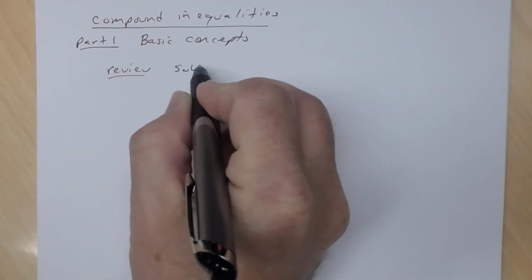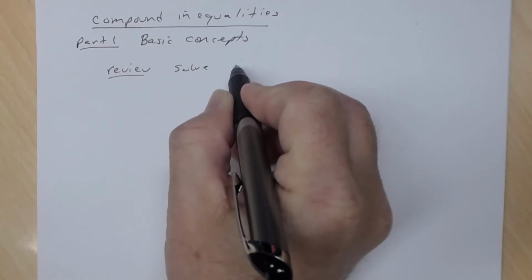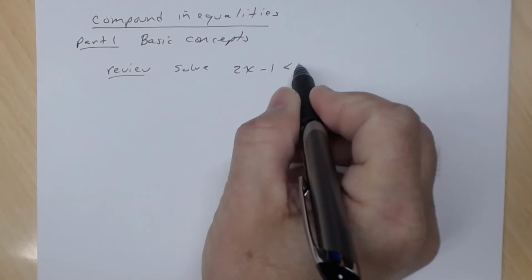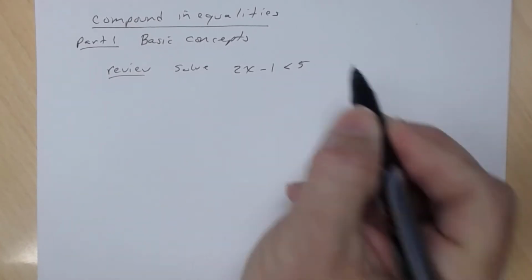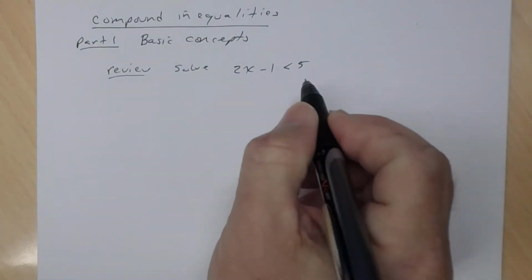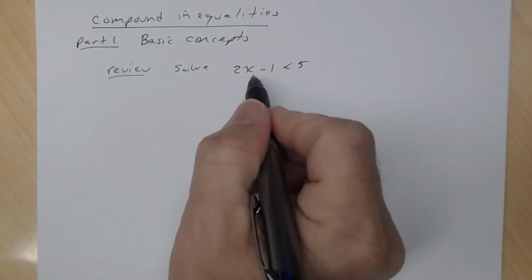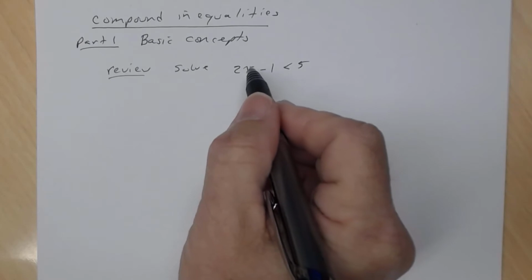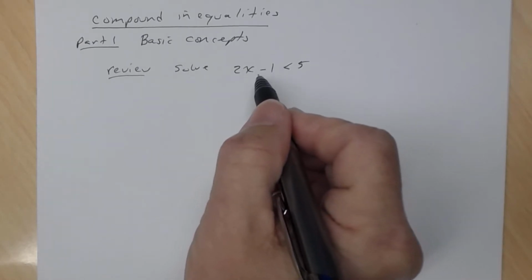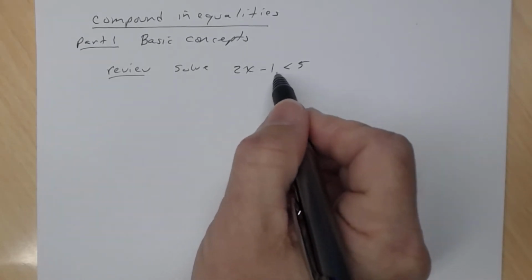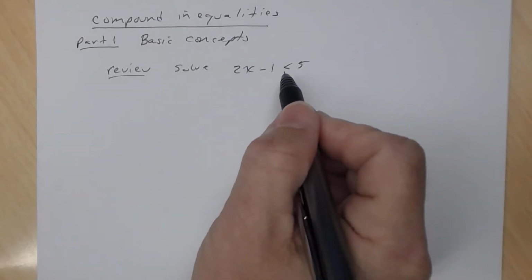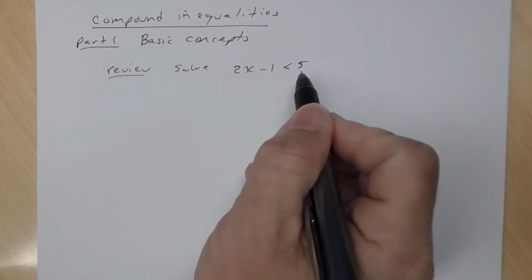Suppose you want to solve this inequality, 2x minus 1 is, let's say, less than 5. Notice, you want to solve this inequality. You want to find the solution. So you want to find out what real numbers multiplied by 2 and then subtract 1 will be less than 5. What real numbers will make this left side, this expression, less than 5?